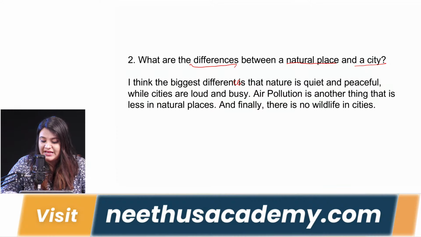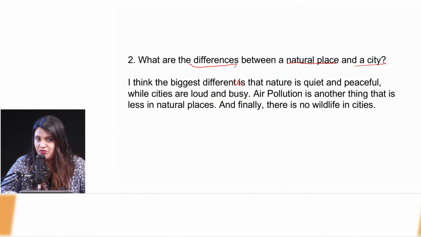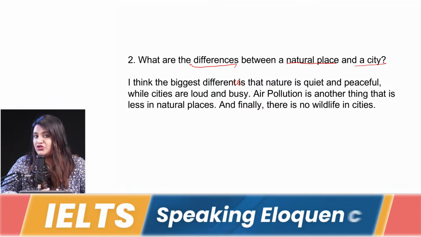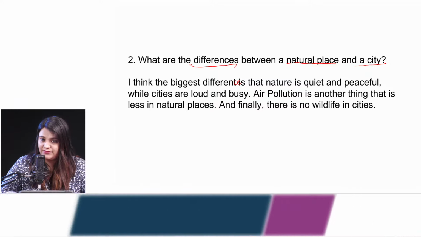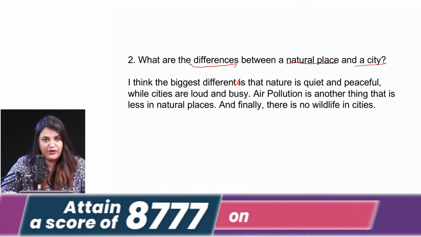Air pollution is another thing that is less in natural places. Natural places air pollution വളരെയധികം കുറവാണ്. So you can mention that point. And finally, there is no wildlife in cities. Wildlife കുറവാണ് എന്നൊരു പോയിന്റ് മെൻഷൻ ചെയ്യാം.